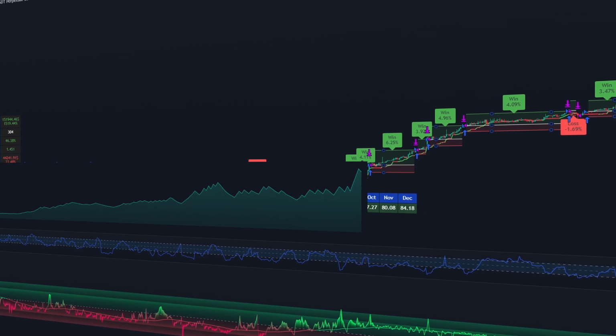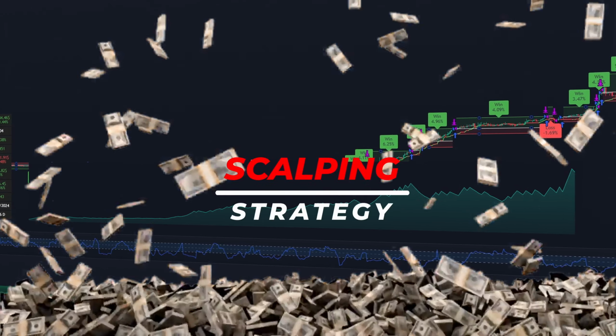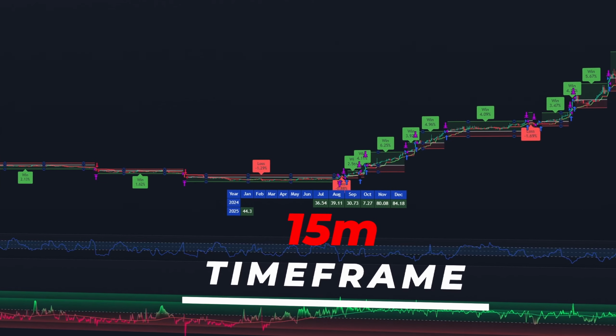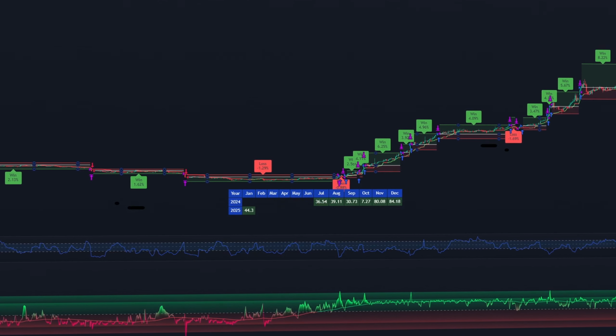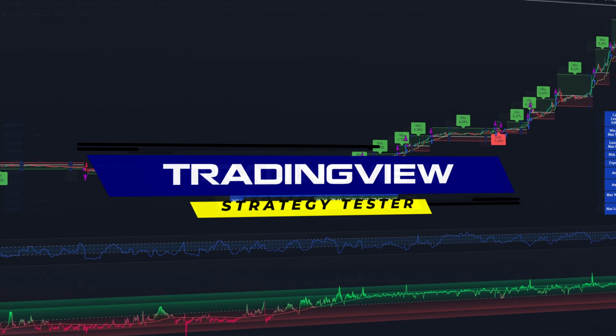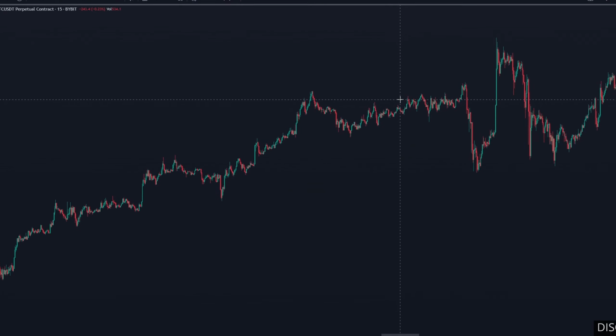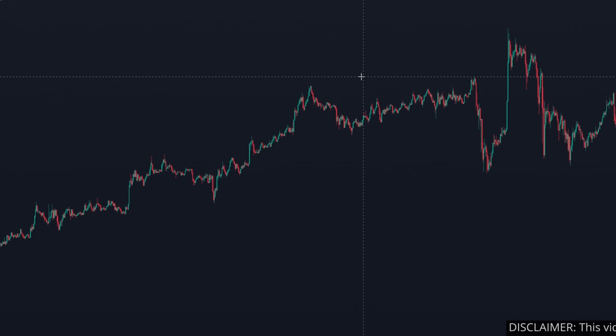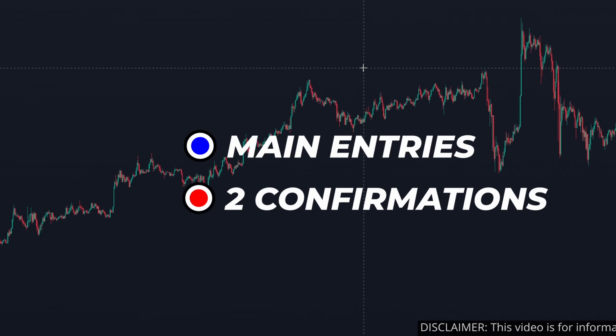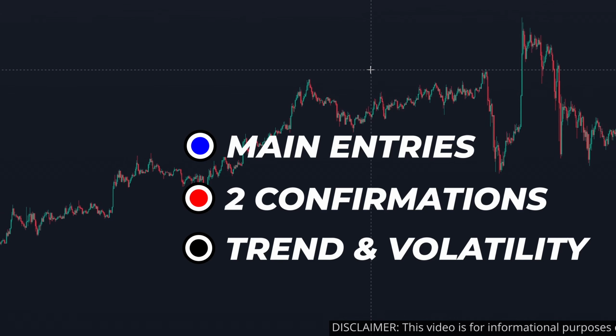Today we're gonna be looking at this profitable scalping strategy on the 15 minutes time frame, and we're gonna backtest it using the TradingView strategy tester. So, without further ado, let's jump straight into the chart. Our strategy will be built on these principles: the main entries and two confirmations, respectively trend and volatility confirmation.